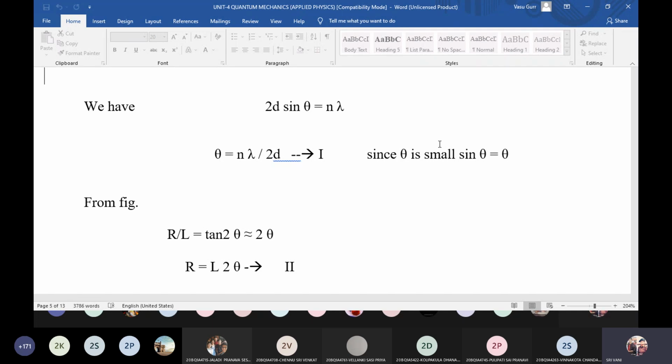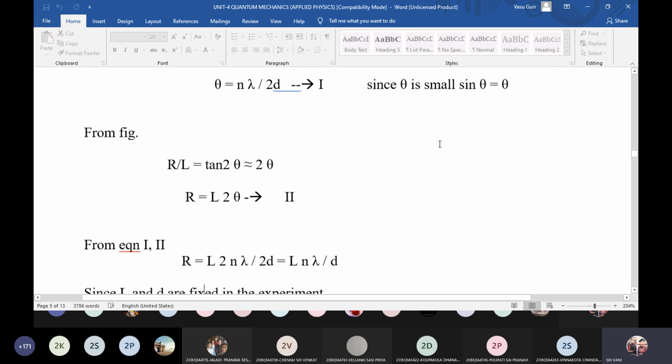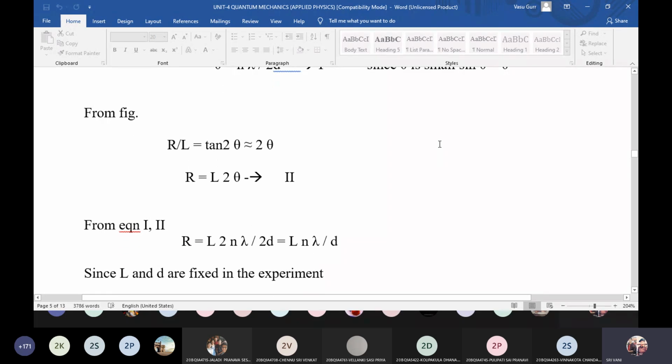We substitute this theta value in the second diagram, what we have determined, that is tan 2 theta is equal to R by L. Then R is equal to L into 2 theta. In place of theta, from Bragg's relation, we put n lambda by 2D. 2 gets cancelled, then we get a relation R is equal to L n lambda by D.